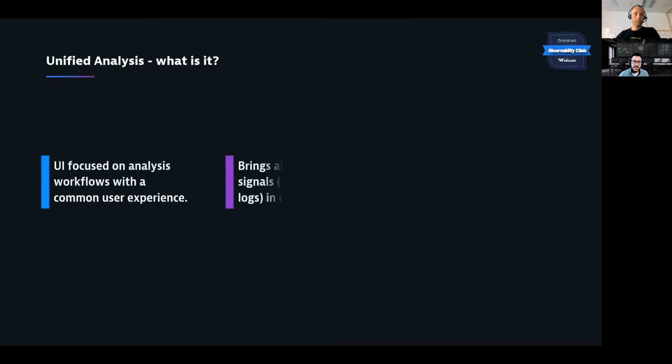So first of all, what is unified analysis and what are the 3 pillars that it stands for? So at the very most basic, it's a new interface that we've brought to our users. It is focused on analysis workflows and most importantly, with a common user experience between them. They aim to bring together all of our observability signals. So we know that Dynatrace can openly ingest metrics, events, and logs. And these new screens bring these signals in context, no matter what entity we're viewing.